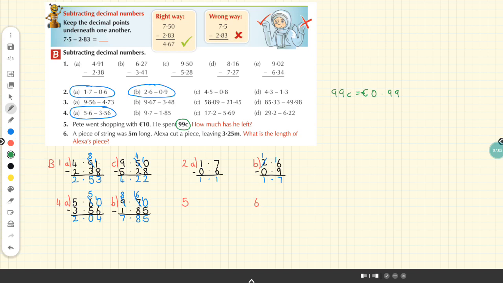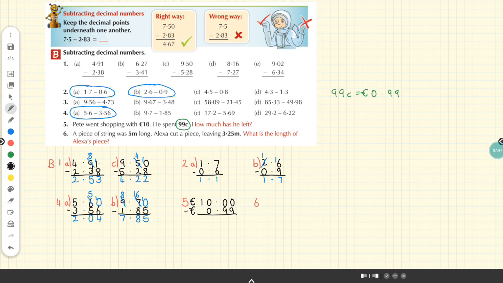So if we were doing number 5, we're trying to figure out how much is left if we spend 99 cent. So the bigger number, we always have the bigger number on top when we're doing our subtraction sums. So €10 is more than €0.99. So it's going to be €10 take away 0.99. I want you then to complete that sum.